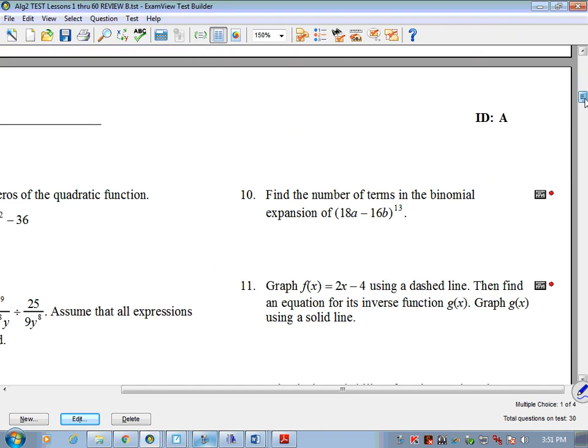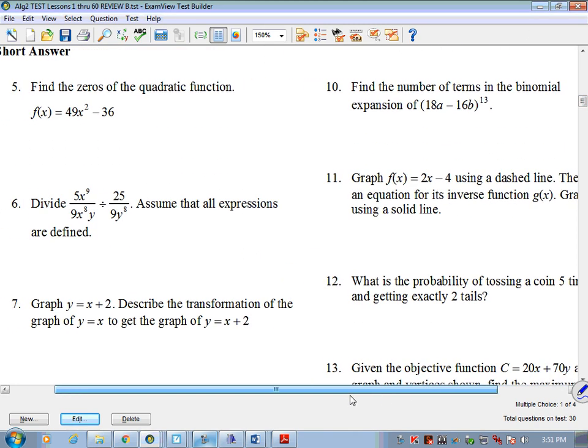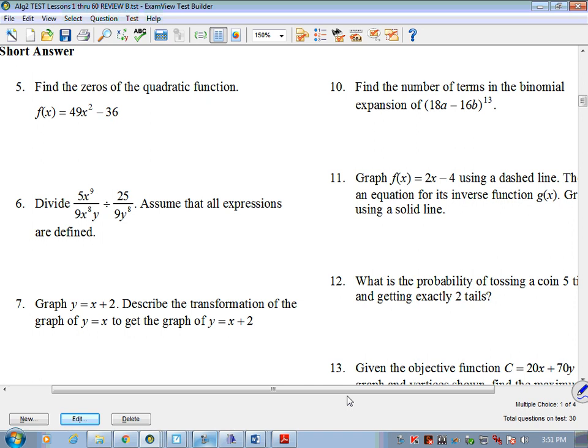Okay, we've seen some examples of that. I'll tell you where that comes from. That comes from lesson 45, finding the line of best fit.